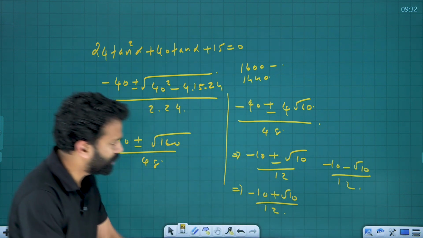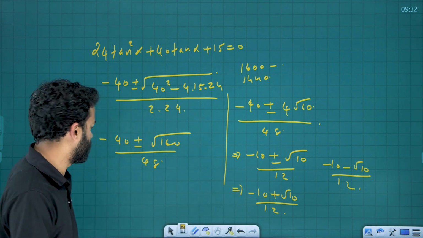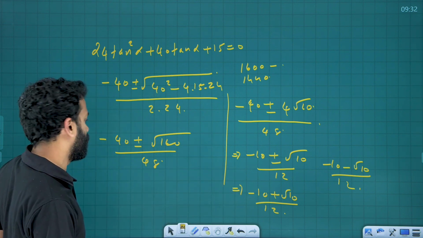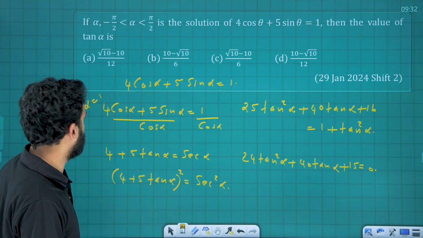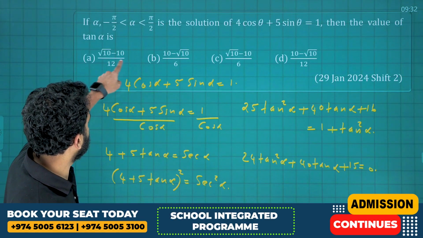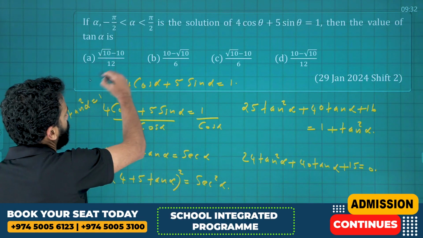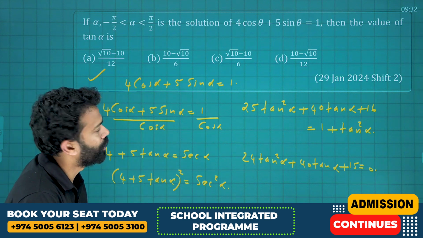And among the two values, which value is given in the options? That will be the correct answer. Okay. That is, I think, minus 10 plus root 10 by 12 is the correct answer. Minus 10 plus root 10 by 12. Option A is the correct answer. Okay. I hope you got the idea here.